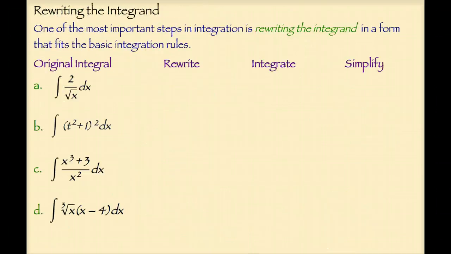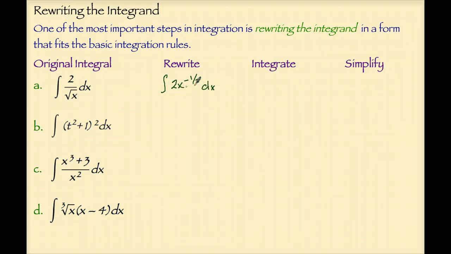As previously mentioned, one of the most important steps in integration is rewriting the integrand in a form that fits the basic integration rules. So let's get some practice doing that with these examples. Here is the original integral, 2 over the square root of x. This can be rewritten as 2x to the negative 1/2 dx.